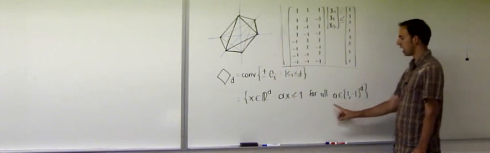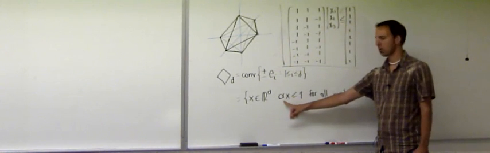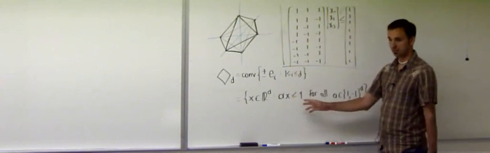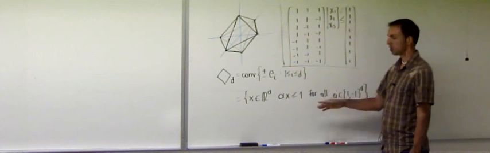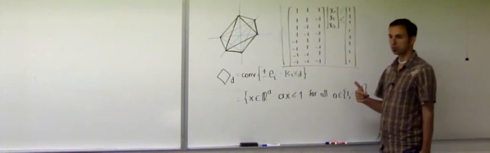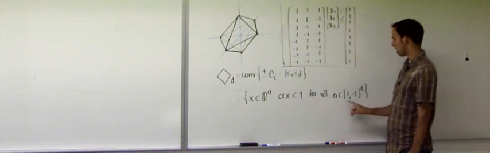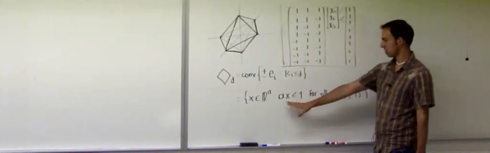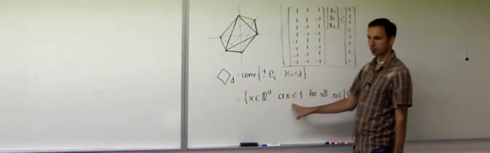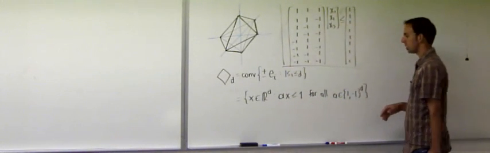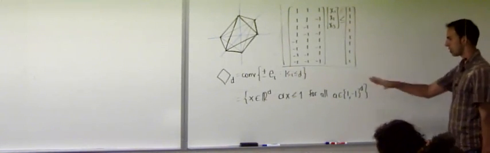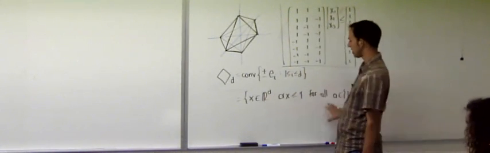How are you supposed to interpret this? You might interpret it as a dot product. Or if you are used to dual spaces, then you should think of a as living in the dual space, and this is a linear function of x. I'll say more about that later on. But anyway, that's the description.